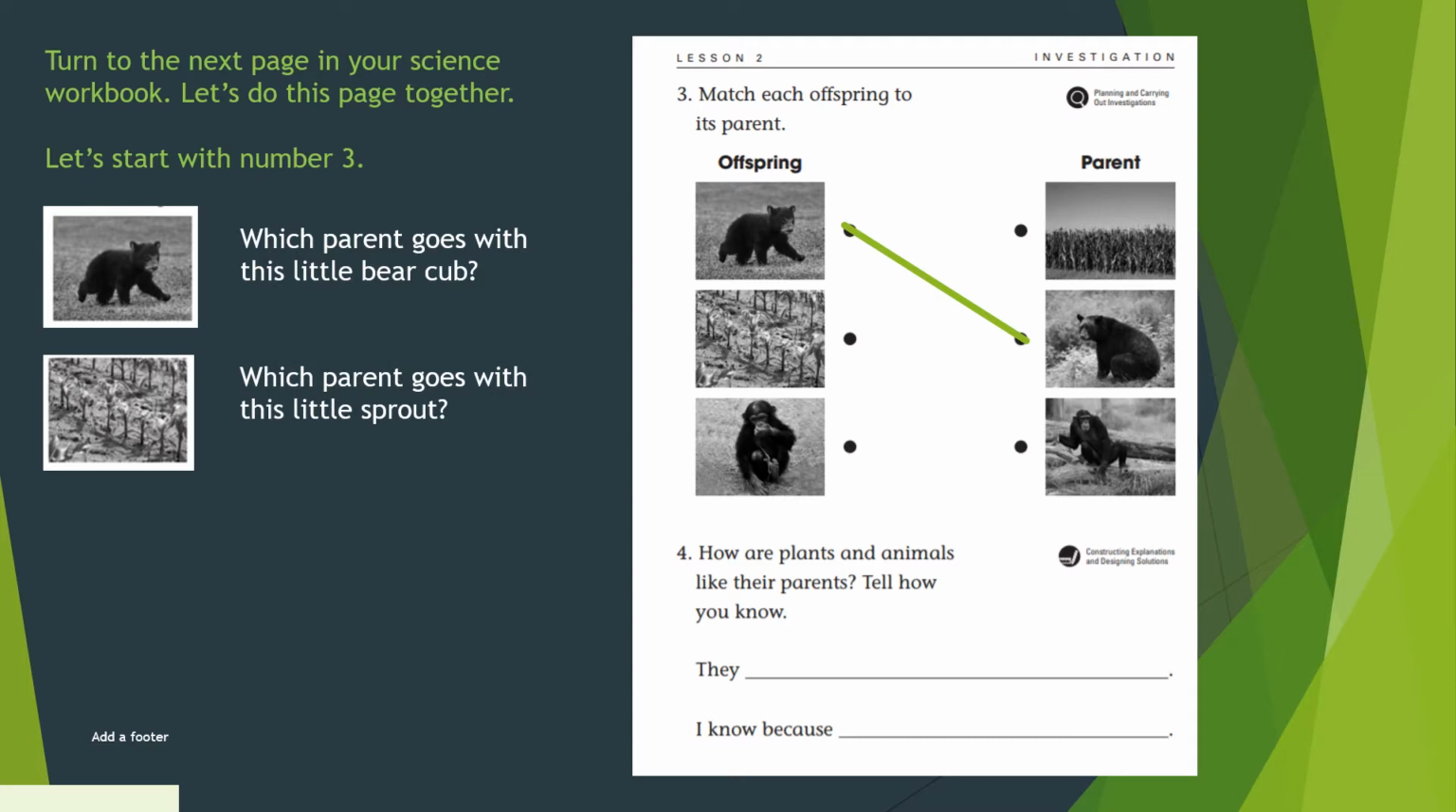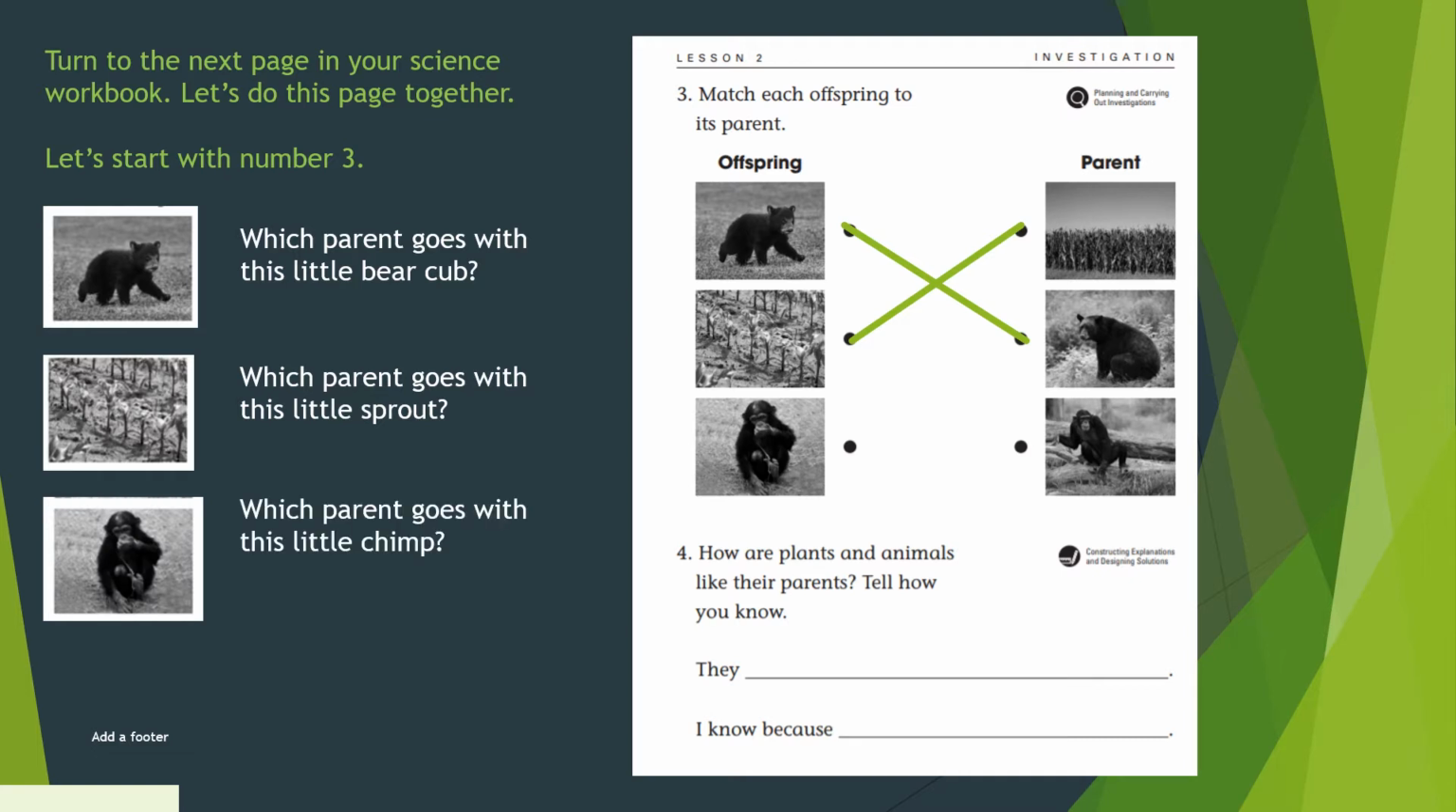Which parent goes with this little sprout? The only other plant that's shown, that's right. You're doing this with me, right? And which parent goes with this little chimp? Right across from it, that's the parent.